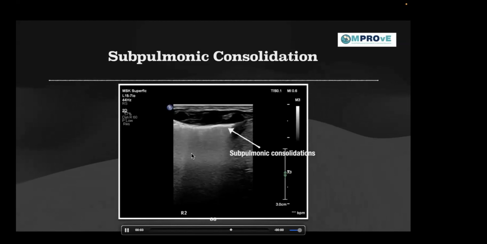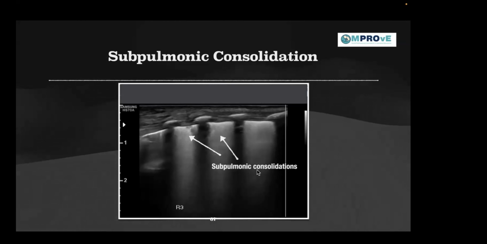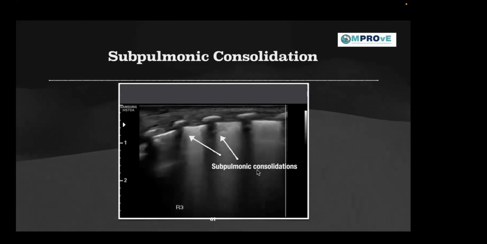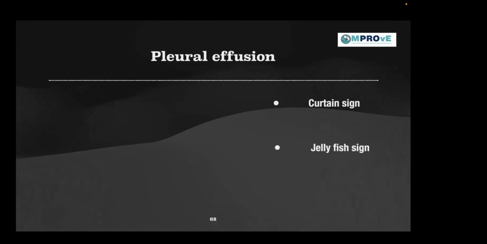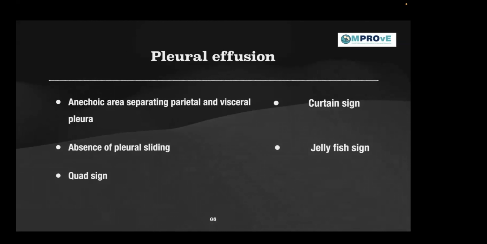And you can see quite a white out lung here. But I'm not going to spend much time on this because Alok's going to cover this. Again, just to show you the example of subpulmonic consolidations. Pleural effusion, again, is indicative of, not always, but most of the time, of a pneumonic process.